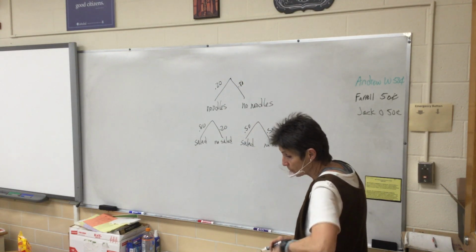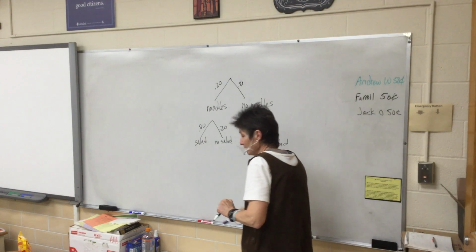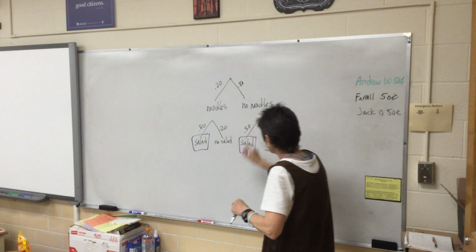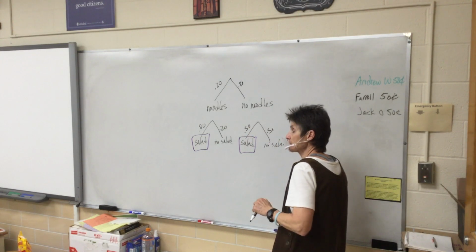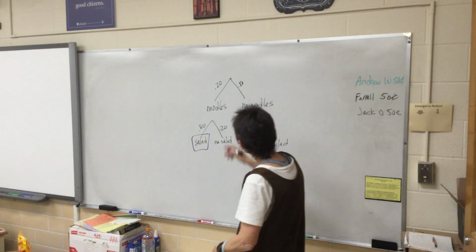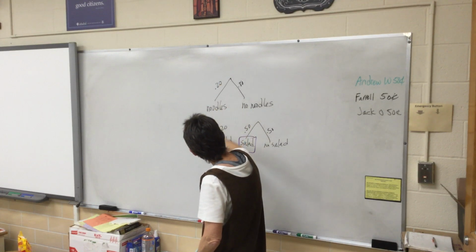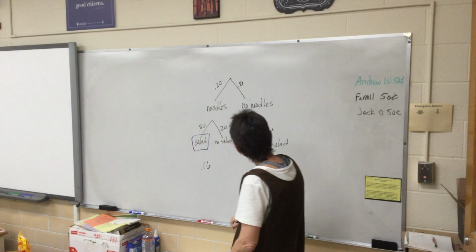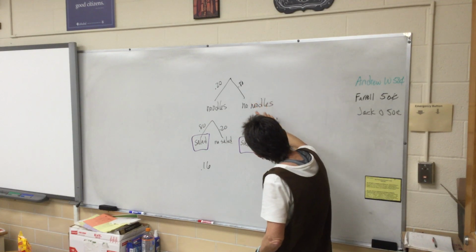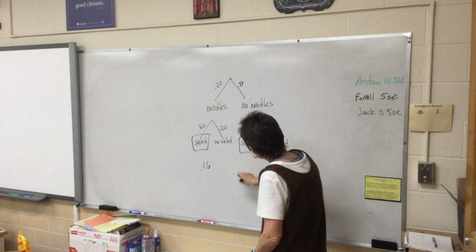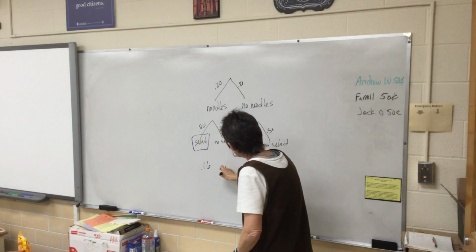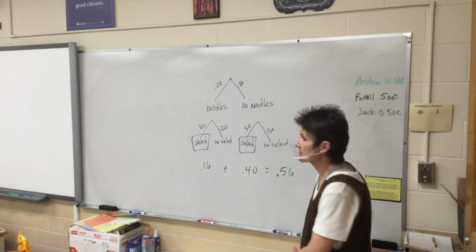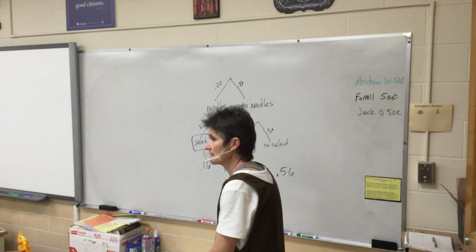And I want to know the probability that I'll have salad. So that's this branch and this branch. Those are the salad branches. So here we go. Down this branch, all the way down, 0.16. All the way down, 0.40. I got a 56% chance that the cafeteria will serve salad.